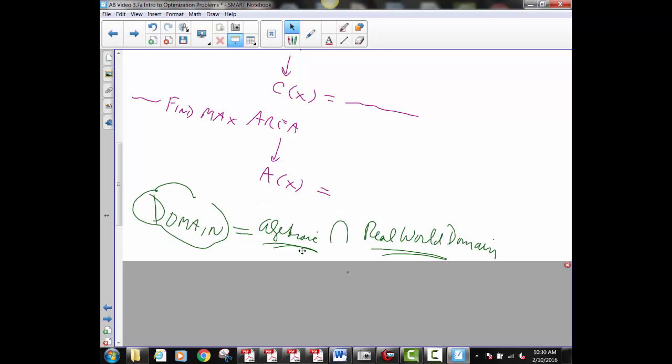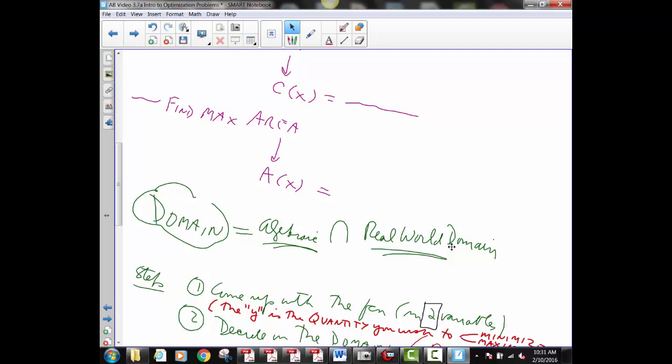The domain is also going to be interesting here. You're going to look at the algebraic domain. You can't have a denominator of 0. You can't take the square root of a negative, etc. However, we're also going to have a real-world domain. There are many things that will not be negative, like the length of the side of a rectangle or the radius of a circular base. These things cannot be negative. Sometimes the domain will be that x, or whatever the variable is, can't be bigger than a particular number. So you are going to have to look at both the algebraic and real-world domain.